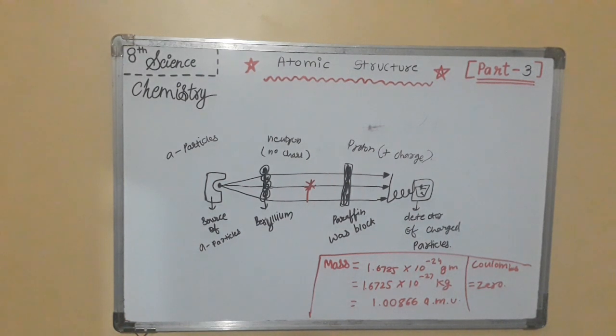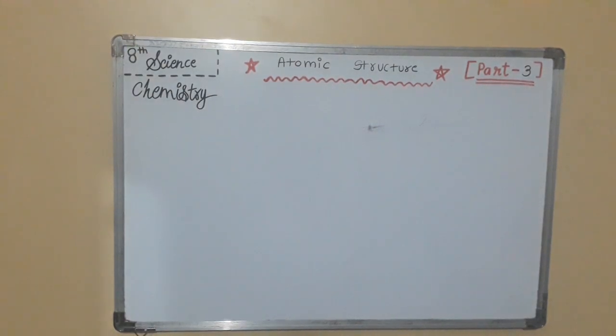I hope you've understood everything in this video. Now the next topic is Dalton's atomic theory of atom. In 1808, John Dalton, a British physicist and chemist, put forward his theory of atoms. He was guided by the laws of chemical combinations and observations about chemical reactions.